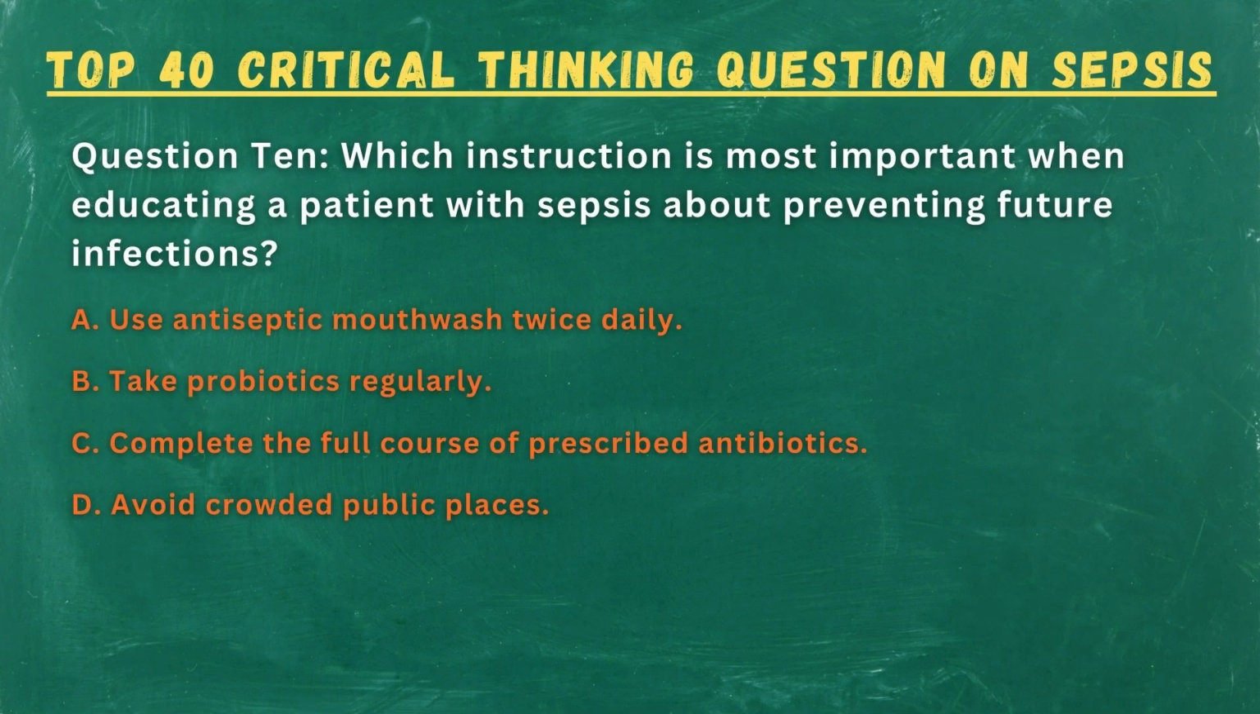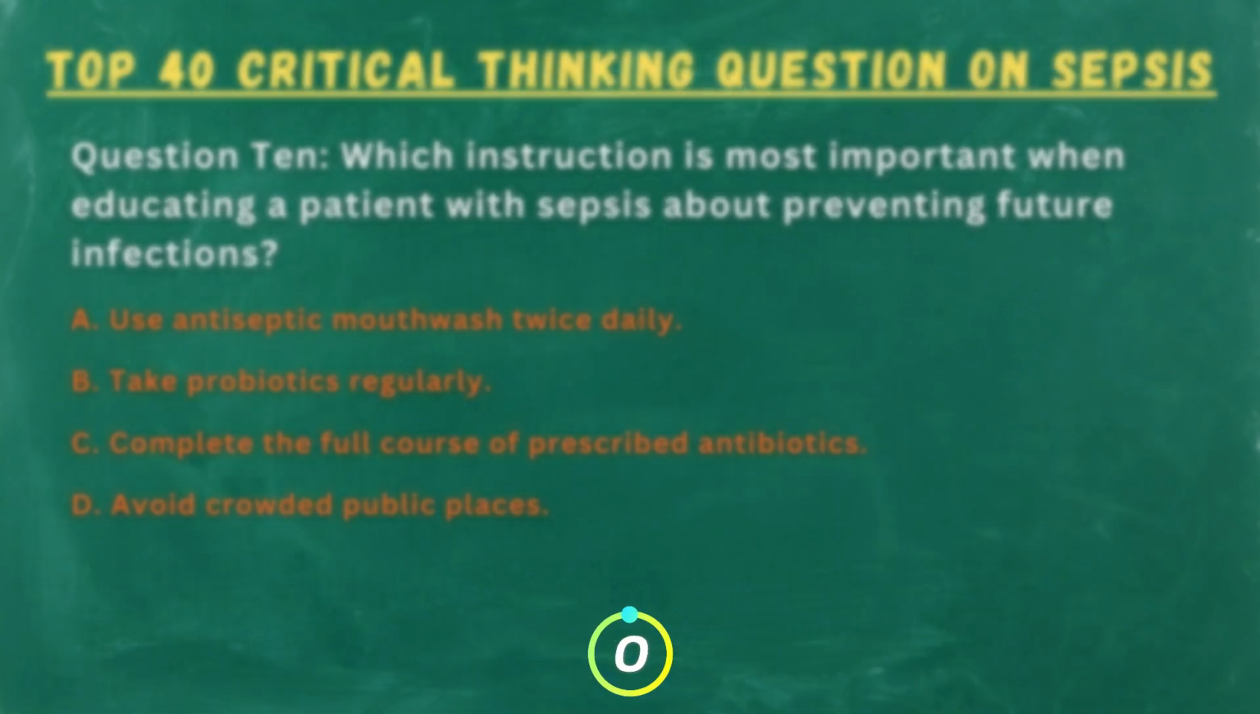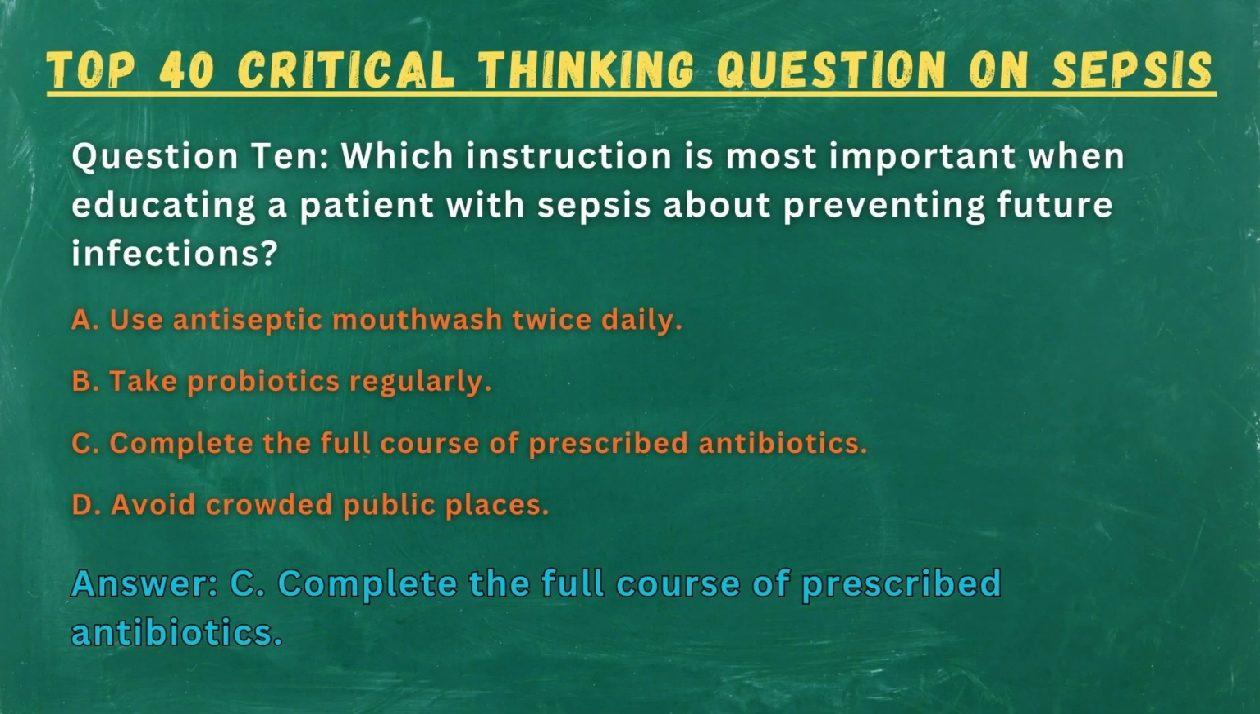Question 10. Which instruction is most important when educating a patient with sepsis about preventing future infections? A. Use antiseptic mouthwash twice daily. B. Take probiotics regularly. C. Complete the full course of prescribed antibiotics. D. Avoid crowded public places. Answer. C. Complete the full course of prescribed antibiotics.